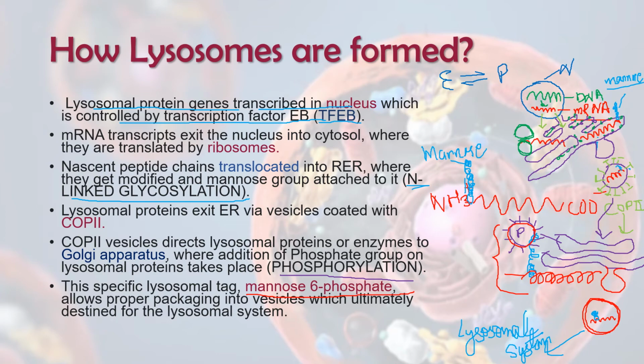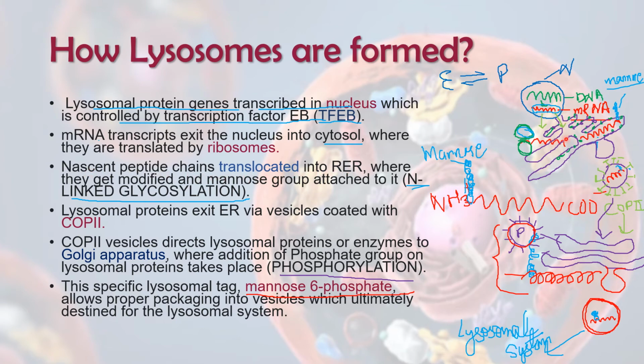Now this mRNA transcript exits the nucleus through the nuclear pore complex into the cytosol, where it is translated by the ribosomes. This is the ribosome, and it is going to synthesize the polypeptide chain from RNA. Now the nascent peptide chain is translocated into the ER.